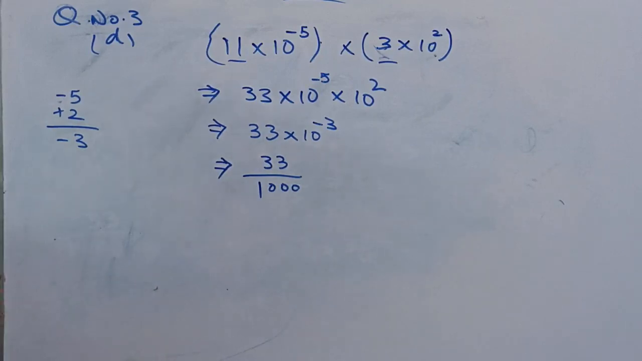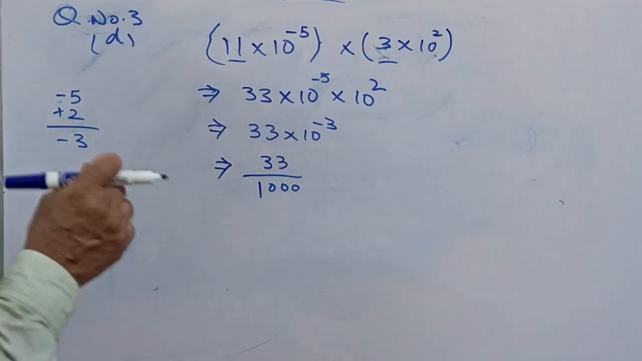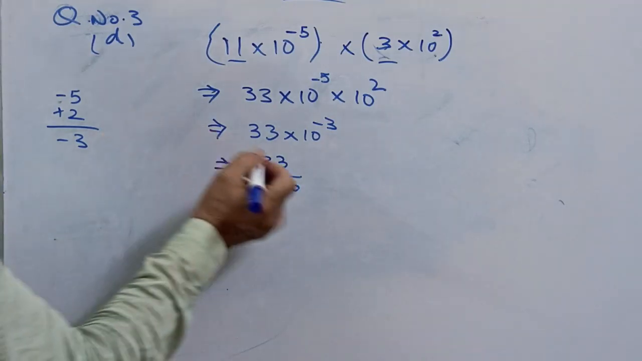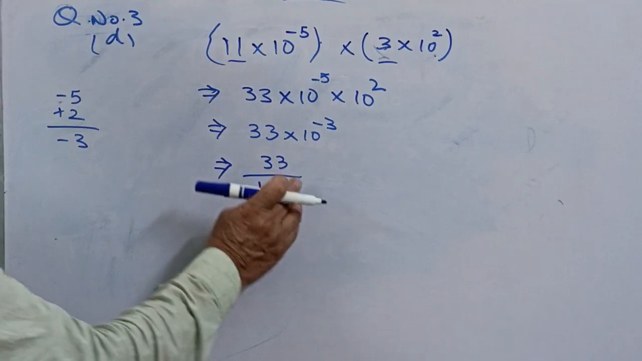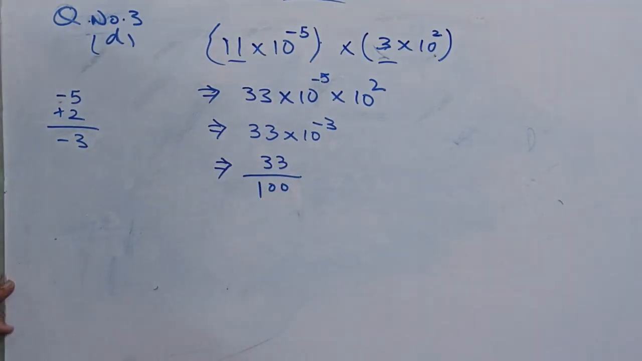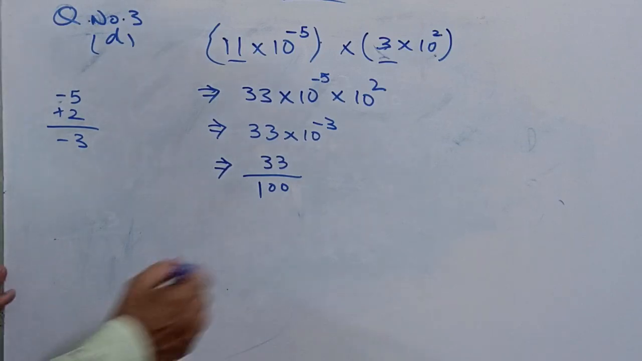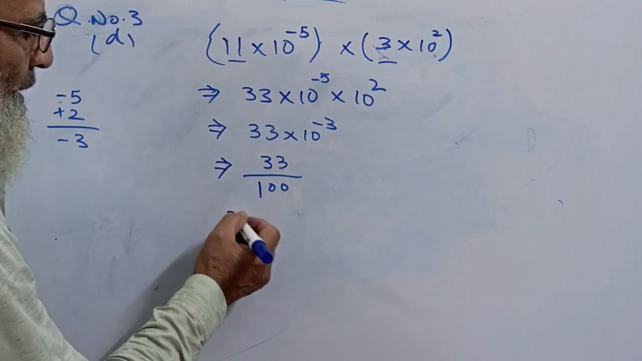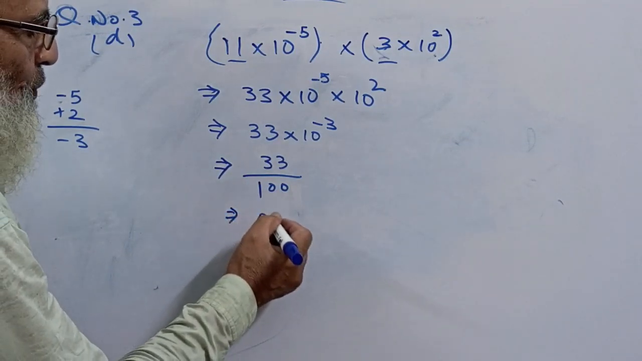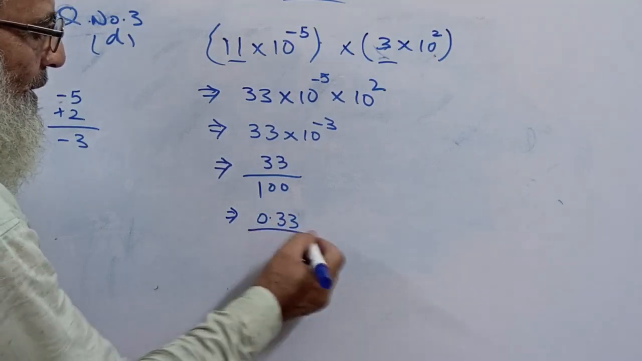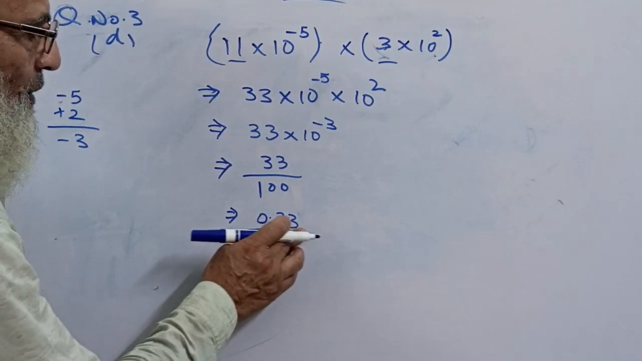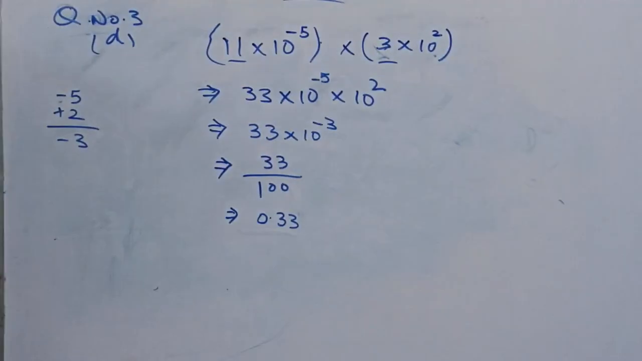Now, what I said to you is that when we have to put a point over here, I have to withdraw 1 zero from here. So how will it become? It will become 0.33 divided. Okay, now this is complete. 0.33.